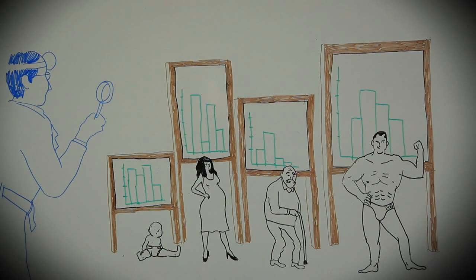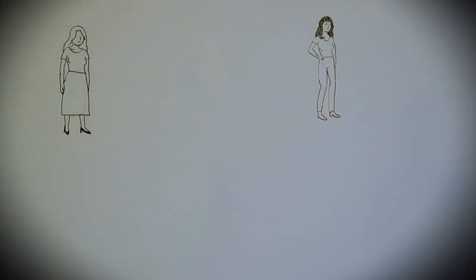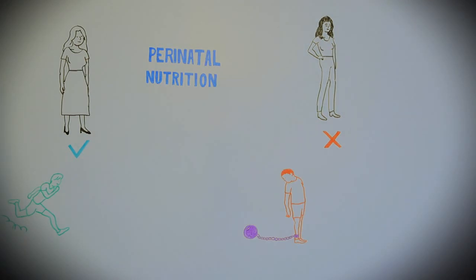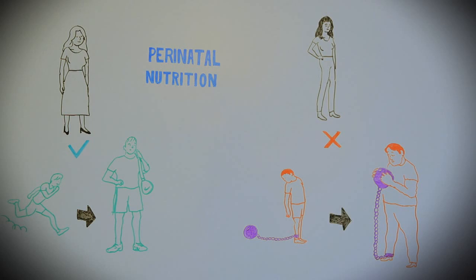Implementing those recommendations is not straightforward. There are some critical times of life when it is important to ensure an optimal nutrition. For example, perinatal nutrition has lifelong consequences on weight management and allergies.